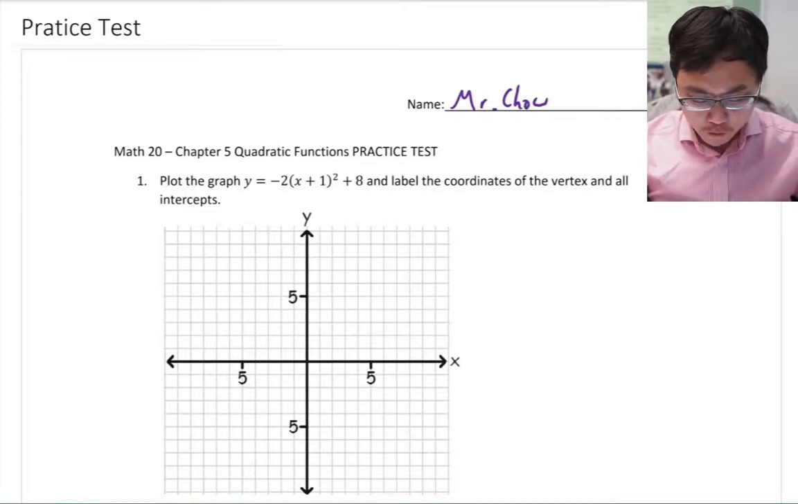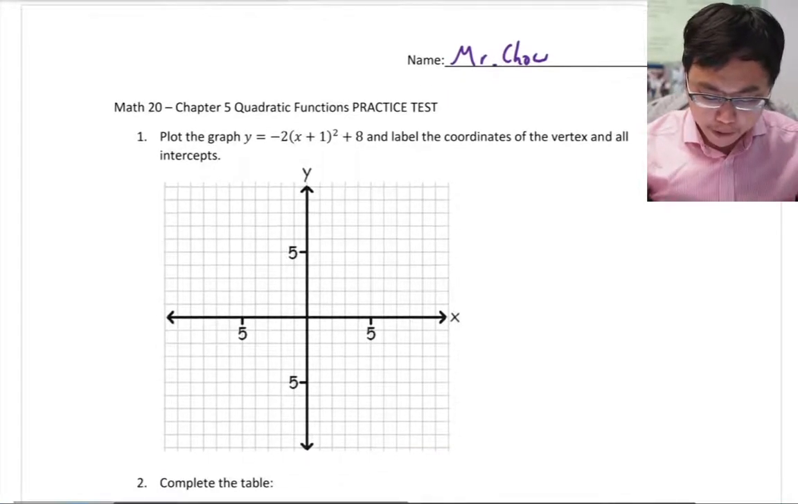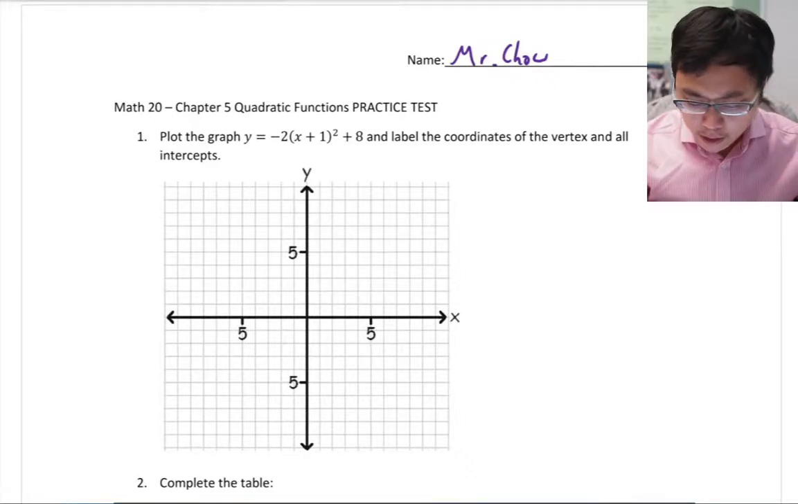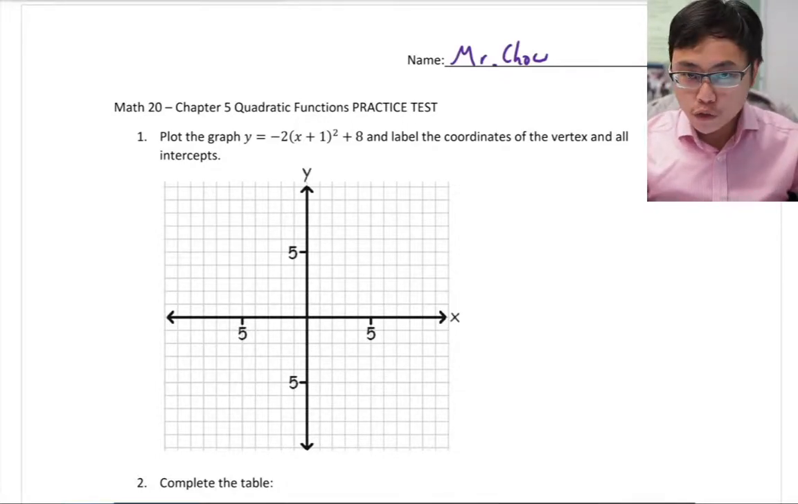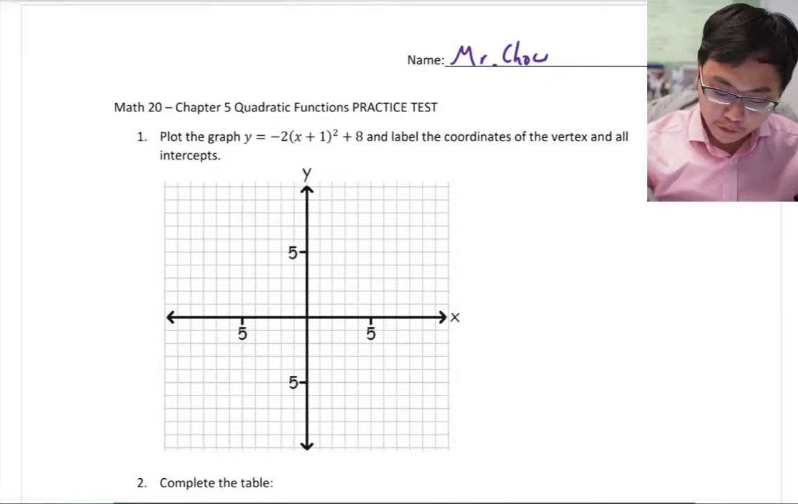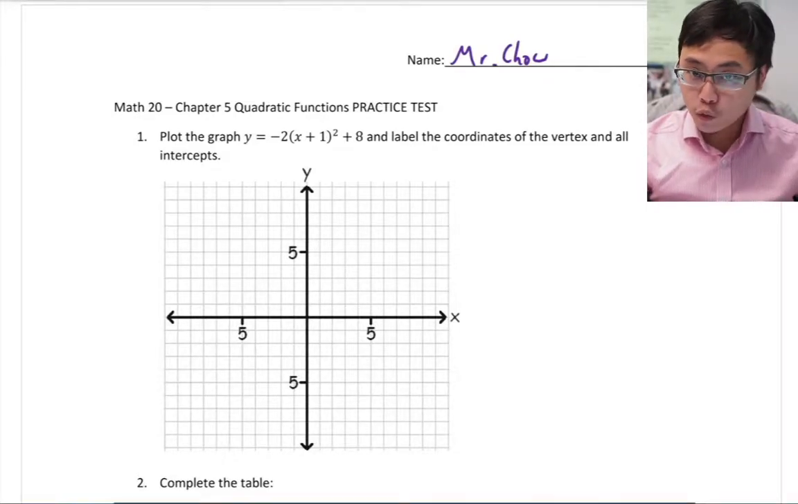Plot the graph of y equals -2(x + 1)² + 8 and label the coordinates of the vertex and all intercepts. So I'm not going to use the graphics calculator for this. I'm going to show you how you can do this without using a graphics calculator by analyzing the quadratic equation.